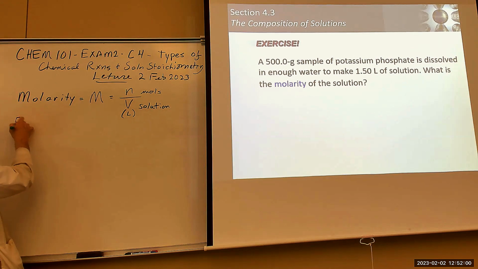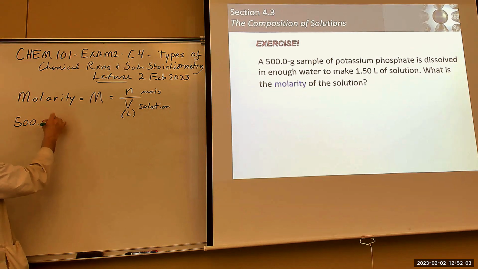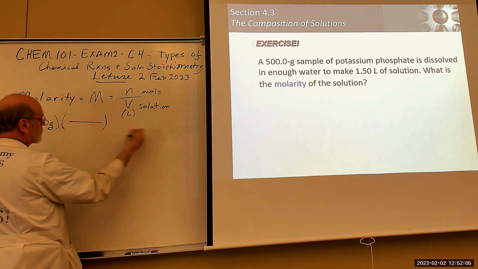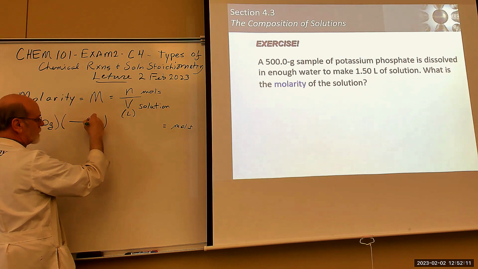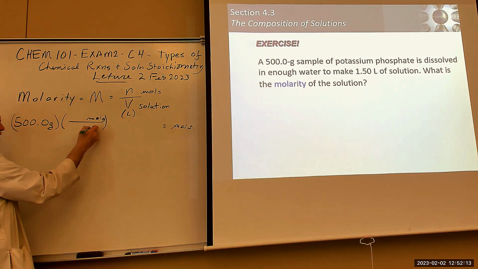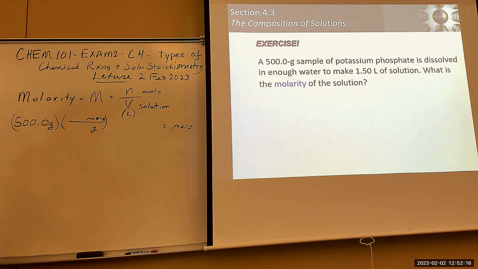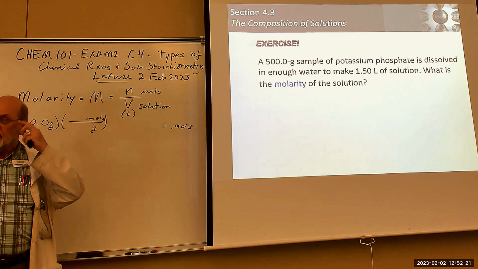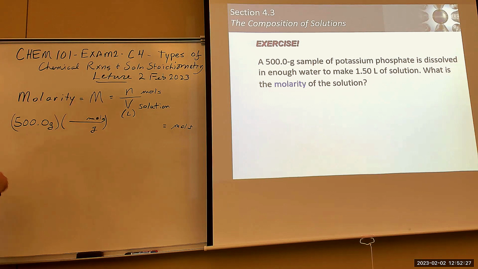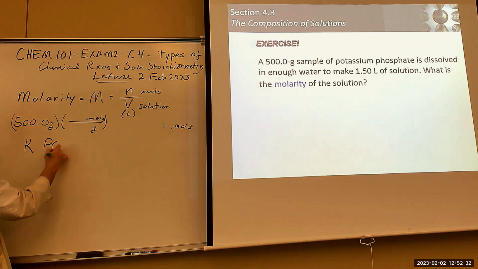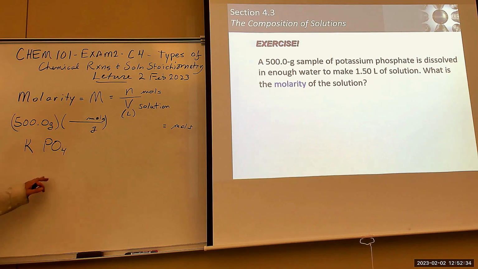Say if we have 500 grams, and we want to go to moles, this tells you the numerator, and this tells you the denominator. So whenever you see grams and moles together in a quotient, probably said this before, think molar mass of something. In this case, it's potassium phosphate. So we know we have potassium, and we know we have phosphate, which is a polyatomic ion. And you look it up in your chart.